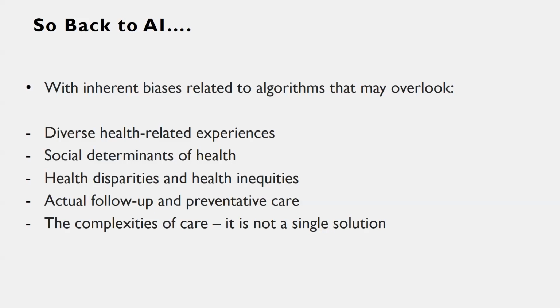So with inherent biases related to algorithms, it may overlook diverse health-related experiences, social determinants of health, health disparities and health inequities, actual follow-up and preventative care. So you can diagnose earlier, but how can I get that person to their PCP when we know they don't have a PCP, because most underinsured people go to community care clinics or community hospitals. The complexities of care, right? It's not a single solution.